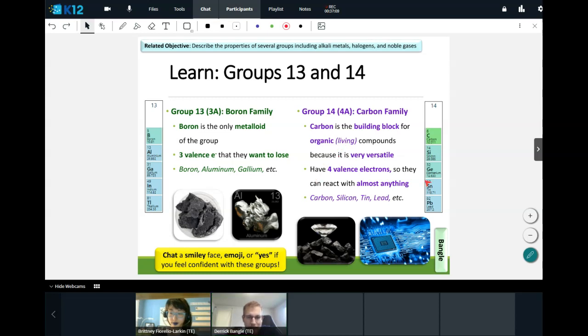The reason it's able to do this is because it has 4 valence electrons. If you have 4, which is half of 8, you'll be able to bond by giving away 4 valence electrons or accepting 4 more valence electrons, equally in any situation. So carbon is very versatile, and silicon is also very versatile for making the technology that we use almost every day. A very important group of elements.